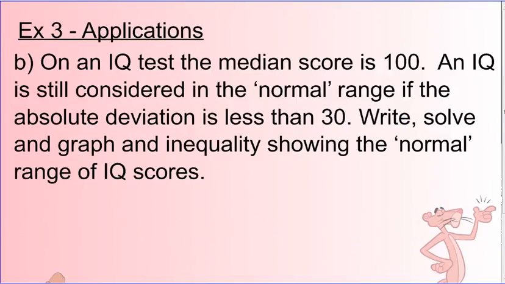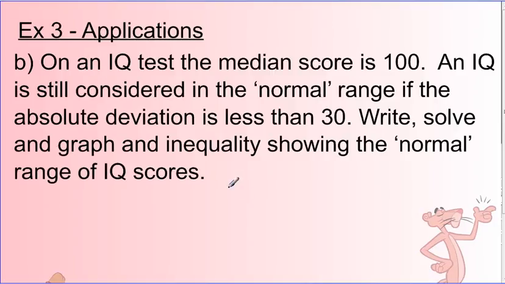Example B. On an IQ test, the median score is 100. For those who don't remember what median means, that means that's the middle. So if there's 1,000 people that take it, out of those 1,000 people, there will be 500 that scored better and 500 that scored worse. Right? An IQ score is considered to be in the normal range if the absolute deviation is less than 30. Write, solve, and graph an inequality to show the normal ranges of IQ scores.